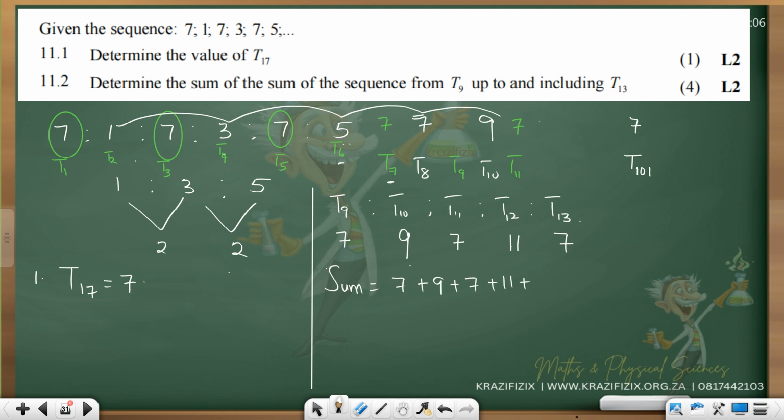Oh, so I can then say my sum, this one doesn't even need maths, but I don't want us to do things manually. We need to learn to do it mathematically. 7 plus 7 plus 7 is 21. 21 plus 11 is 40. 40 plus 9 is 49. Did that make sense to you?